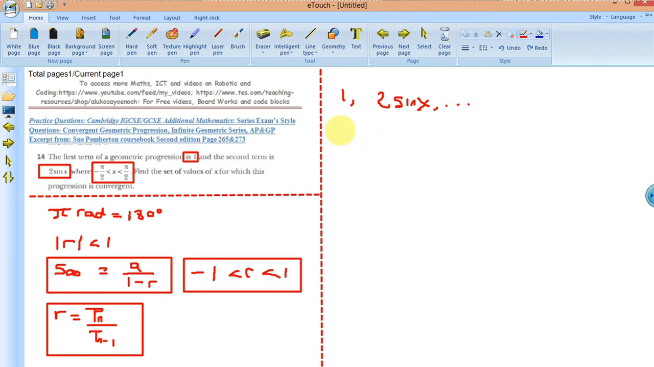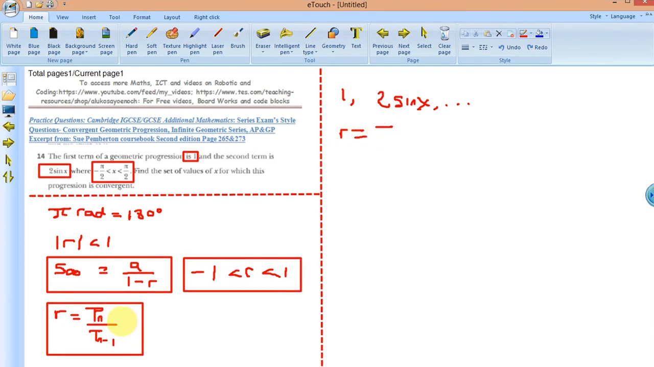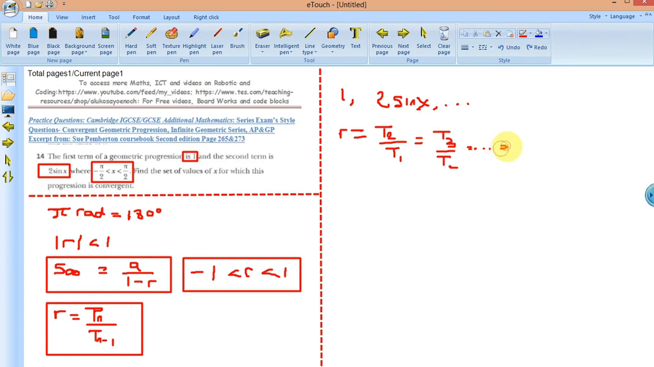Now the common ratio r is given by t2 over t1, that is t2 divided by t1, or t3 divided by t2, or t4 divided by t3, and they are all equal. So let me write it: t3 over t2, and so on, then the general term Tn divided by Tn minus 1.